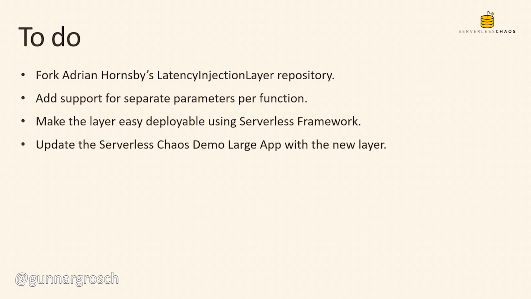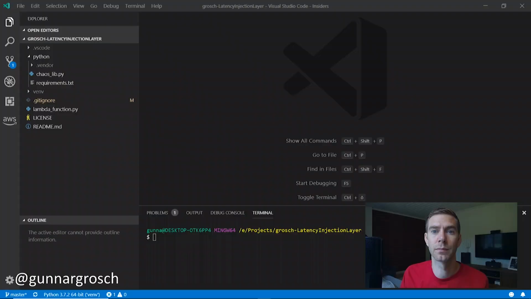When that is done and we have a layer in our environment, we can then update the Serverless Chaos demo app, the large one, with the new layer. And then we add parameters for each function. Then, of course, we try it out and perform some chaos experiments. Okay, so I have already forked the repository from Adrian Hornsby. I have cloned it, I have created a virtual environment, and I have installed the requirements. So let's jump into the code.